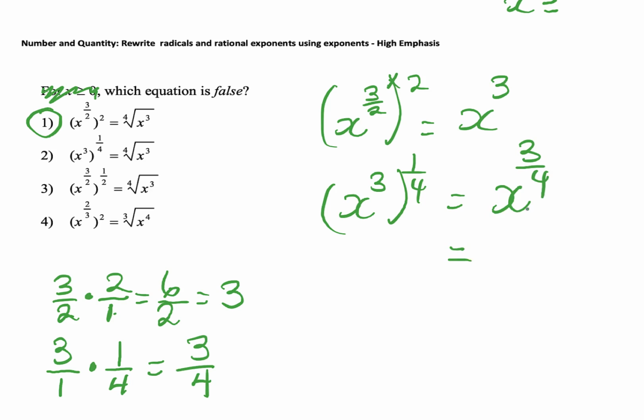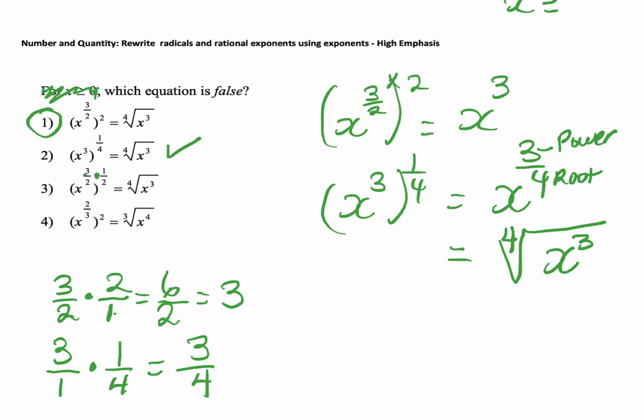Now, if we need to write that as a radical, here's your base x. Remember, the 3 here is your power. The 4 here is your root. So the 4 has to be here and the 3 is here. That is correct.